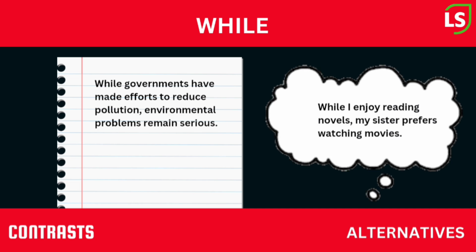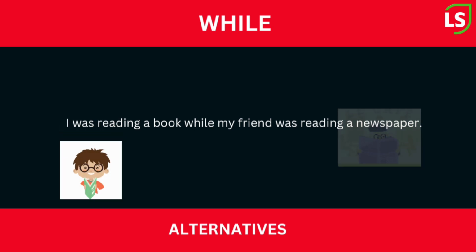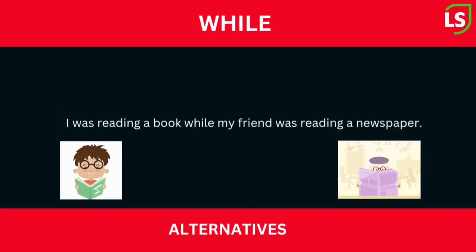Additionally, while can also describe simultaneous actions, when two things happen at the same time. I was reading a book while my friend was reading a newspaper. Both actions were happening together.